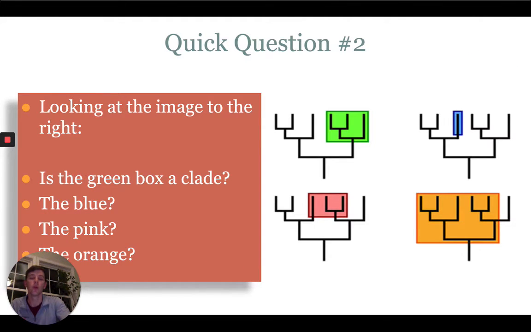All right? So for question number 2, look at the image to the right. All I want you to do for this one is for the green, the blue, the pink, and the orange, go ahead and write down either yes or no. It is perfectly fine for you to make corrections as you go. But really try to answer these questions without seeing what the answer is ahead of time. So go ahead and pause the video and just answer the question. Is it a clade or is it not a clade? We will start with the green one.